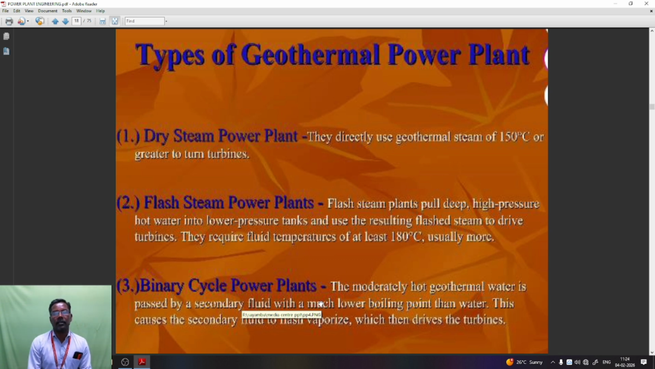Flash steam power plants. These plants pull deep, high pressure hot water into low pressure tanks and use the resulting flash steam to drive turbines. They require fluid temperature of at least 180 degrees centigrade, usually more. Binary cycle power plants: the moderately hot geothermal water is passed by a secondary fluid with a much lower boiling point than water. This causes the secondary fluid to vaporize, which then drives the turbine.